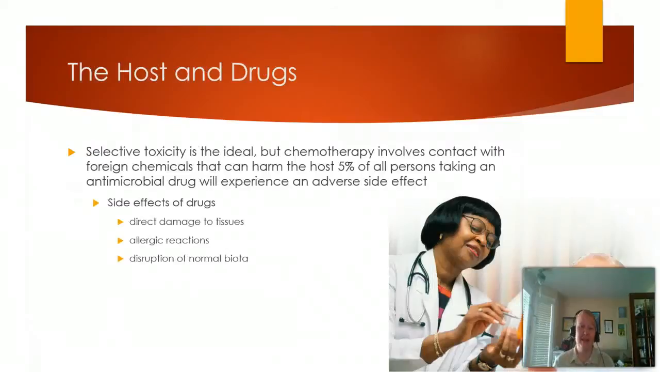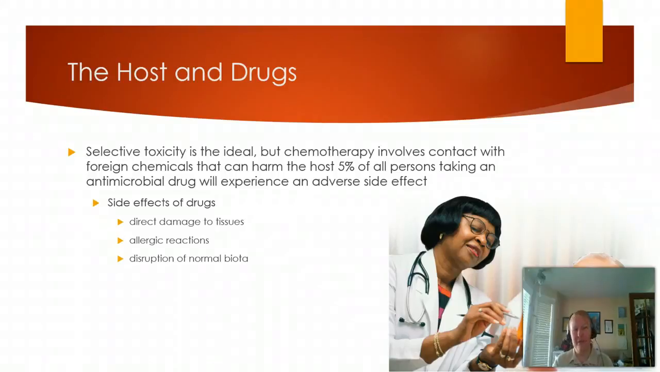So as I said, selective toxicity is ideal, which, as you remember from earlier, is when the drugs target the infectious agent but not the host. But this is not always the case, and about 5% of all people get harmed by taking these drugs. If anything, your microbiota is going to get harmed, which may have long-term effects for you.